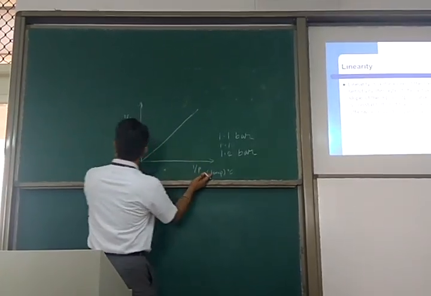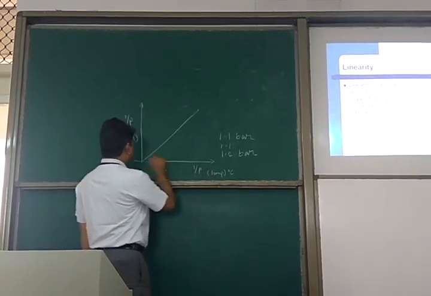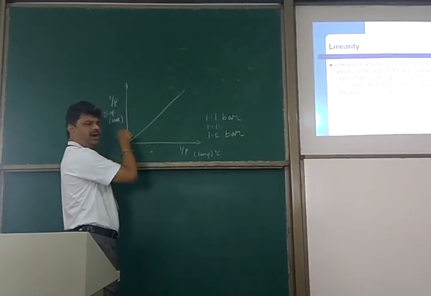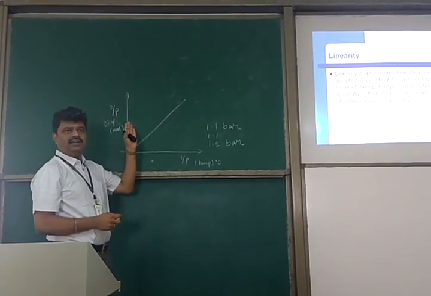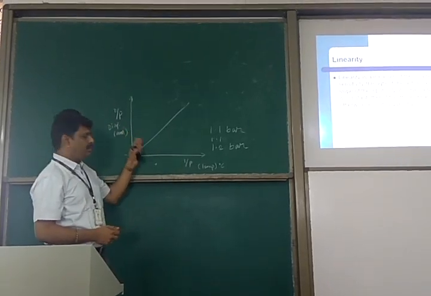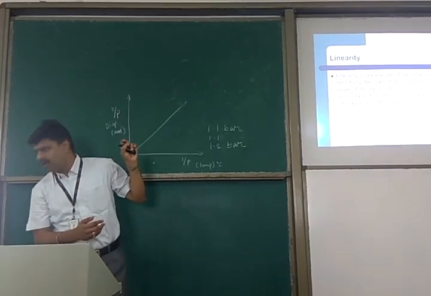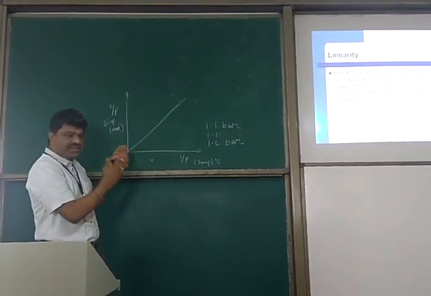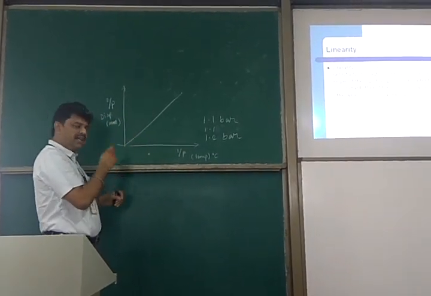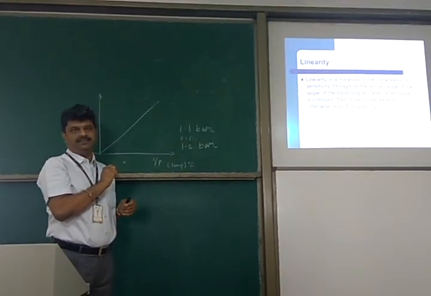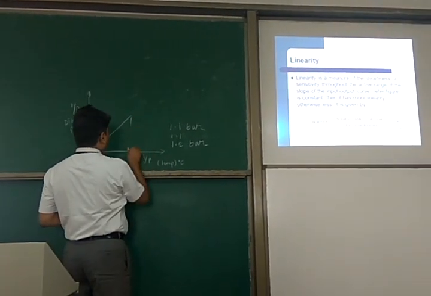If the input and output of the thermometer are linear, then if I give 1 degree Celsius, the liquid need not move 1 mm. For 1 degree Celsius, it may move 1.5 mm. For 2 degrees Celsius, 3 mm. For 4 degrees Celsius, 4 into 1.5, 6 mm. If the relationship between the temperature and the displacement is linear like that, then you call that instrument a linear instrument.